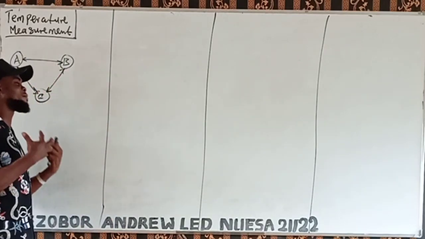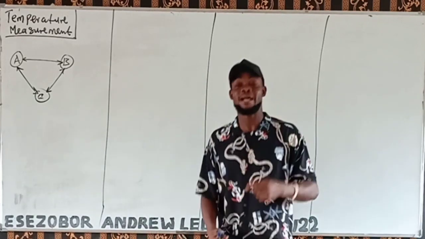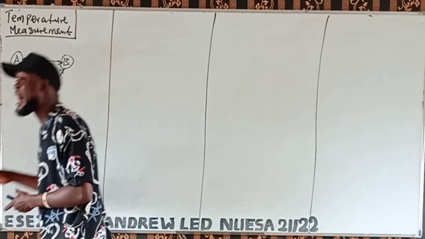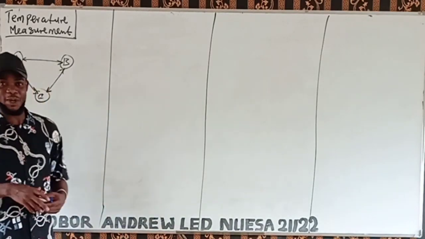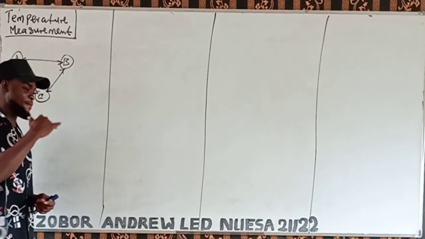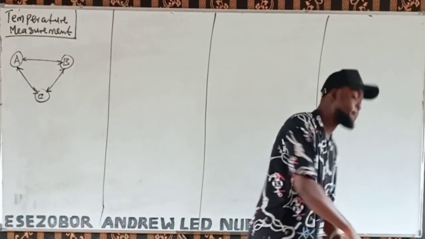Now, what is the meaning of thermometric property of a substance? We'll get there. Also, you are going to mark out what we call the upper and lower fixed point. Now, what's the meaning of upper fixed point? What's the meaning of lower fixed point?